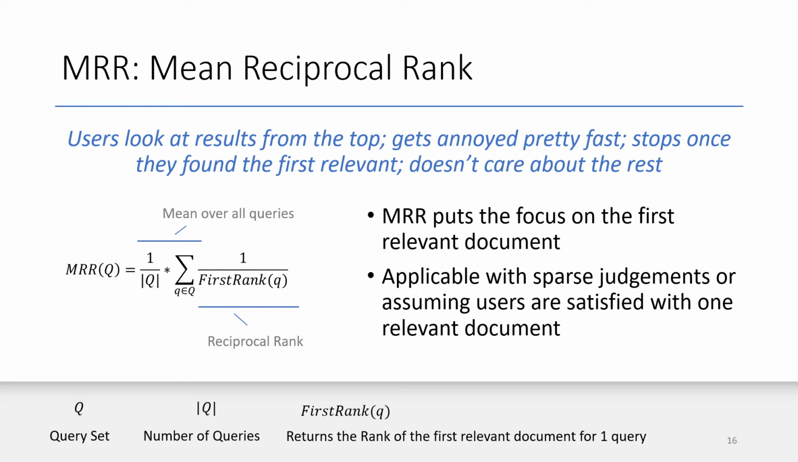So MRR really puts the only focus on the first relevant document, which is very much applicable for sparse judgments, where you assume that you only have one relevant document. Or in a scenario where you also assume that your users create queries with the assumption that they only want to know one piece of information or one document, or they're satisfied with the first relevant document, right?